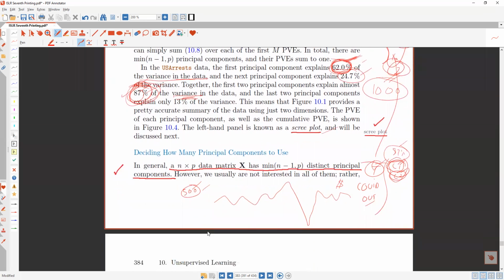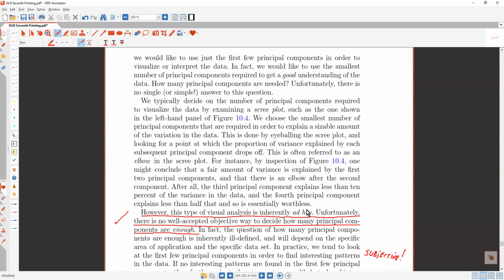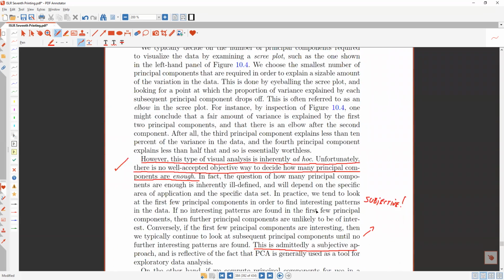Okay. So how many components to use? Well, we've talked about all this. The visual analysis is after the fact. Unfortunately, there's no well-accepted objective way to decide how many components are enough. That has to be made subjectively, almost like a cost-benefit ratio of how much information you are willing to lose, and how many components you want to keep. There's no right answer. It depends on what you're doing.